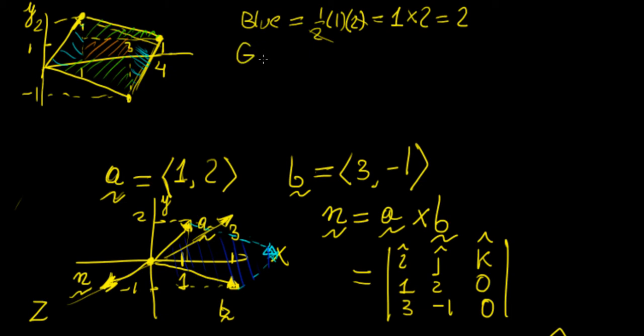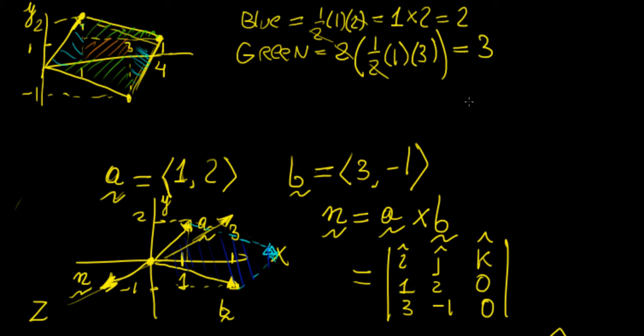Now for the green, we have half of the height. In this case, the height is just going to be 1, and the length is 3. So we have 3 here. Alright, so this cancels out, that's 3.